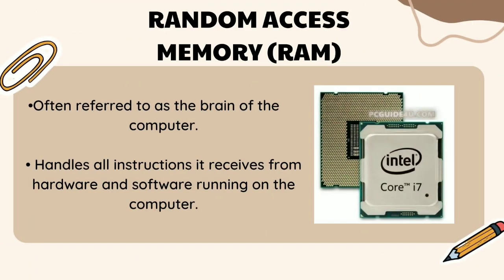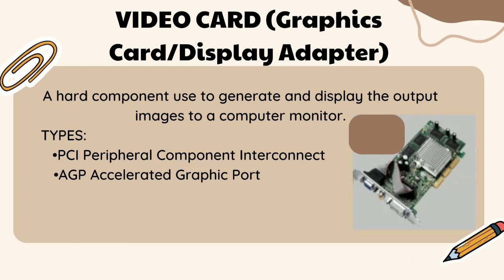Random access memory is often referred to as the brain of the computer. It handles all the instructions it receives from hardware and software running on the computer. Video card, or graphic card or display adapter, is a hardware component used to generate and display the output image of a computer monitor. There are two types of it, PCI and AGP.